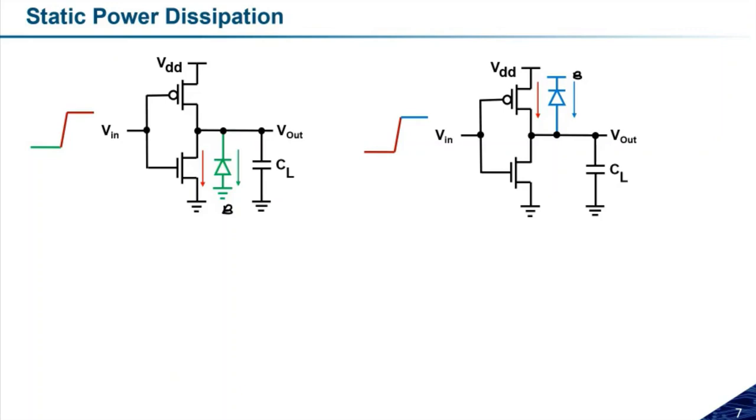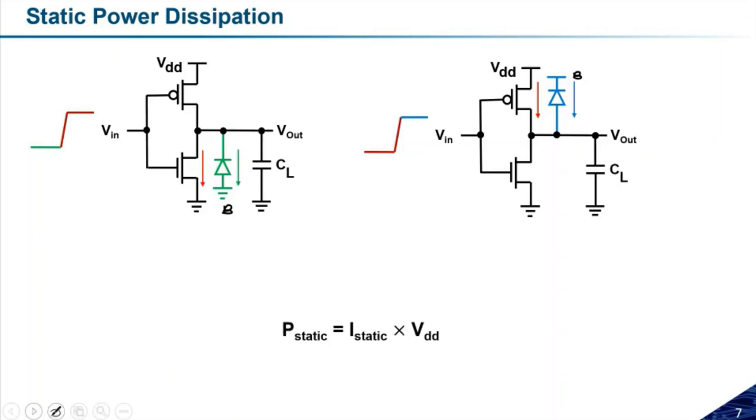For the long channel devices, these short channel effects are less, so the static power dissipations are less. But for the short channel devices, for the lower technology node, the static power dissipation also becomes one of the prime concerns, especially in VLSI circuit design. So this is all about the static power dissipation.